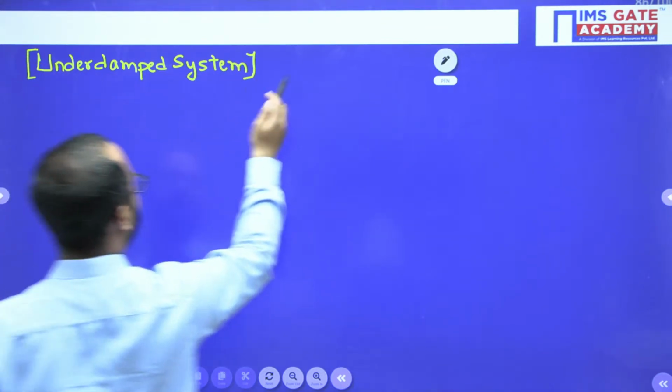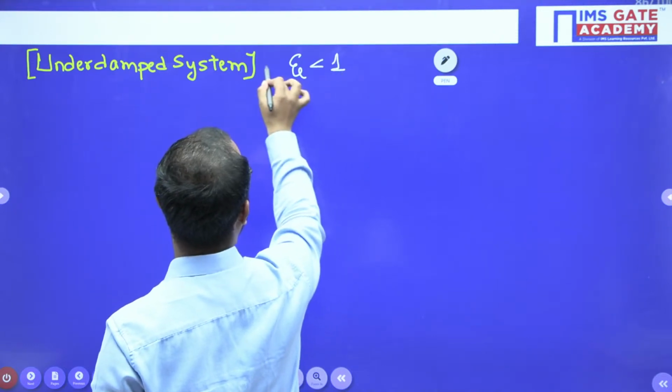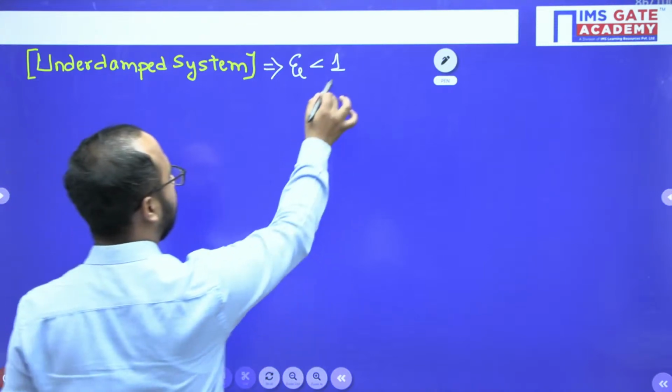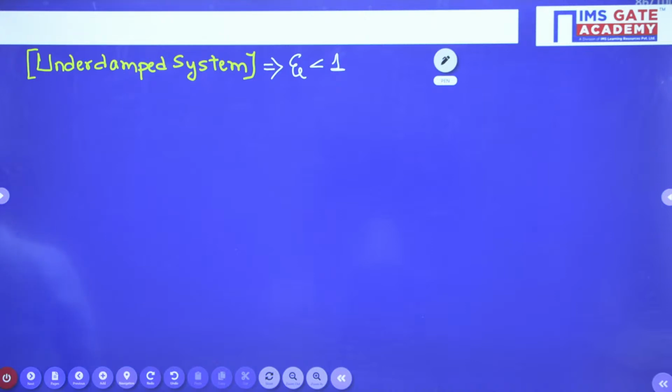Underdamped system basically means psi value less than 1. Remember this point. Psi value is less than 1. Clear everyone? Psi value will be what? Less than 1.